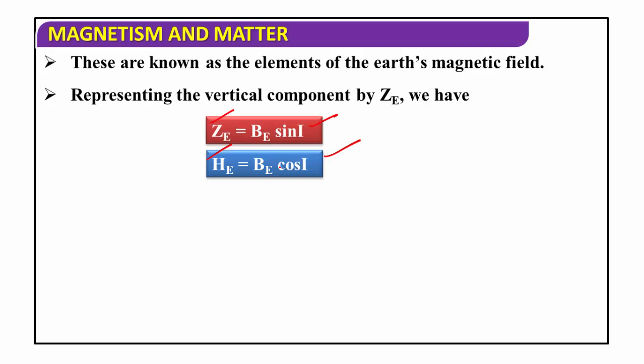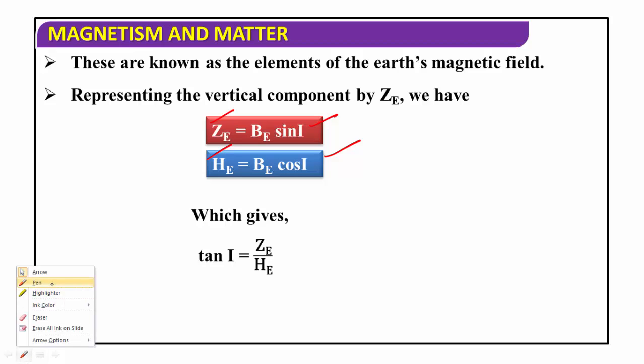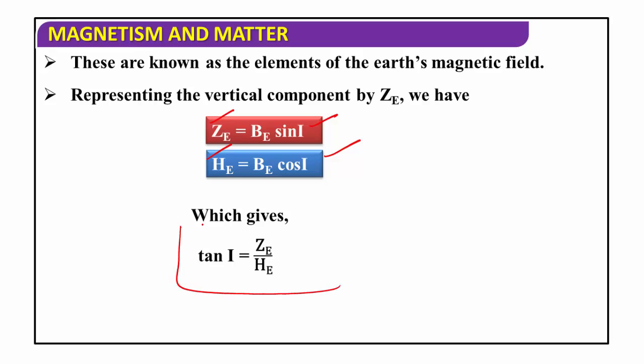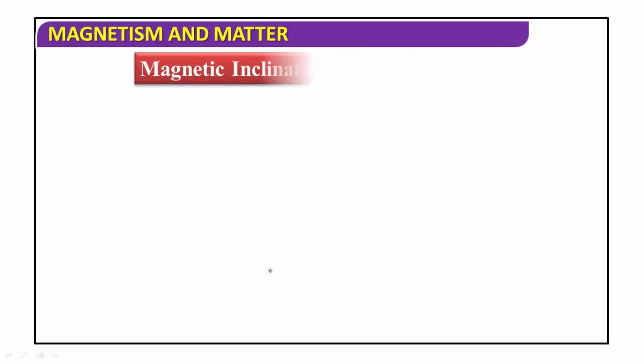For this horizontal component, the earth's magnetic field B into cos I. It gives sin I by cos I is equal to tan I. Tan I is equal to ZE divided by HE. This is a very important formula to calculate the values. ZE means the vertical component of the magnetic elements of the earth. HE means the horizontal component of the magnetic field of the earth. Tan I is equal to ZE divided by HE.